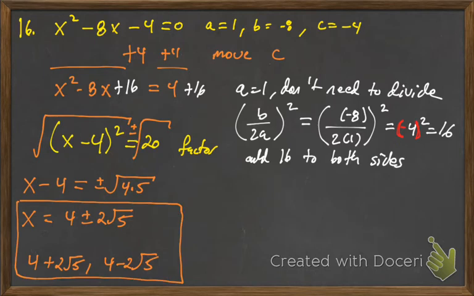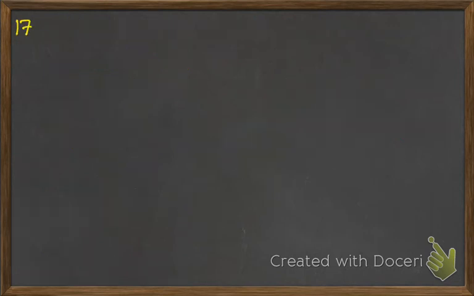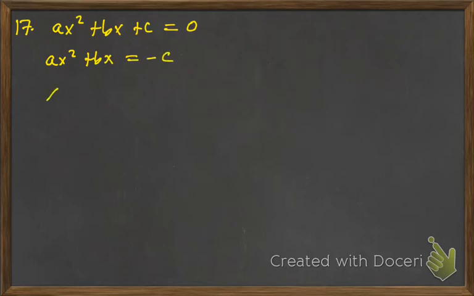The next one we're looking at is an application of completing the square. So we'll start generically: ax squared plus bx plus c equals 0. First thing we're going to do is move c, so we're going to subtract c from both sides. So ax squared plus bx is equal to negative c. The next thing we'll do is divide everything by a. So ax squared divided by a is x squared plus b over a x, and that's going to be equal to negative c over a. The next thing we're going to do is add b over 2a squared to both sides.